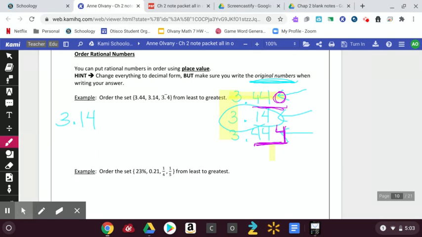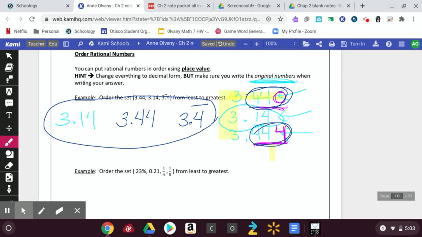Anyway, because this is 440 thousandths, that's smaller than 444 thousandths. So the one that does not repeat, the one that terminates, is second, and the one that does repeat is the greatest. So that's the order from greatest to least.